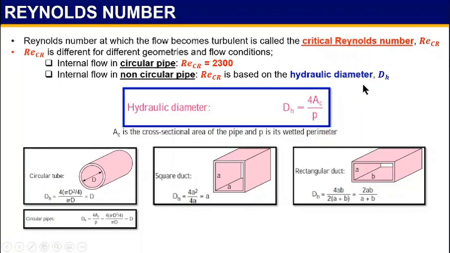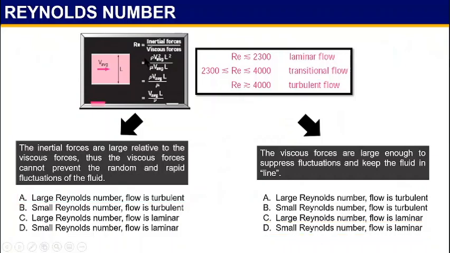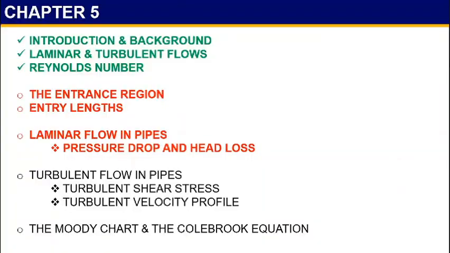For example, you have a wind tunnel, and of course in a wind tunnel we don't use a circular shape. We usually use a square duct or a rectangular duct. Then you have to calculate the hydraulic diameter first in order to get D hydraulic, and then using D hydraulic, you can substitute into this Reynolds number equation, DH.